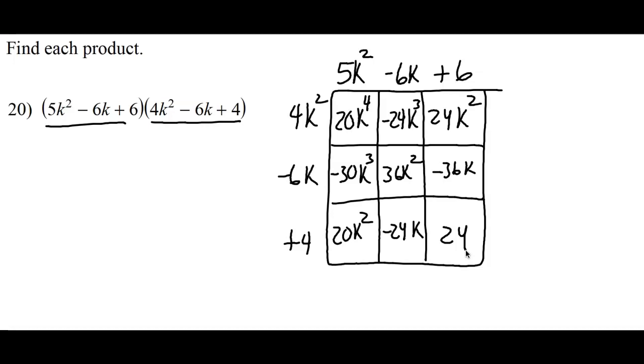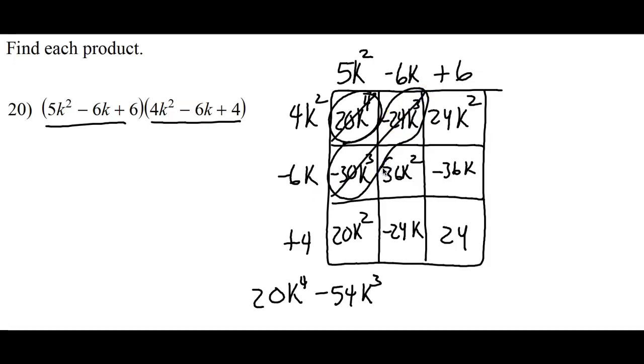All right, so starting from the top left corner, we have 20k to the 4th. There's no other terms that have a k to the 4th power. Then these two are cubes, so we have negative 30k to the 3rd power and negative 24k to the 3rd power. Putting those together, we're going to get negative 54k to the 3rd. Notice that you don't change the exponent when you're combining these, right? You just combine the coefficients.